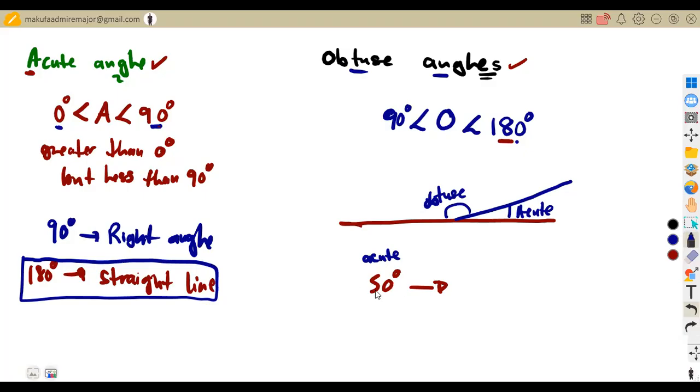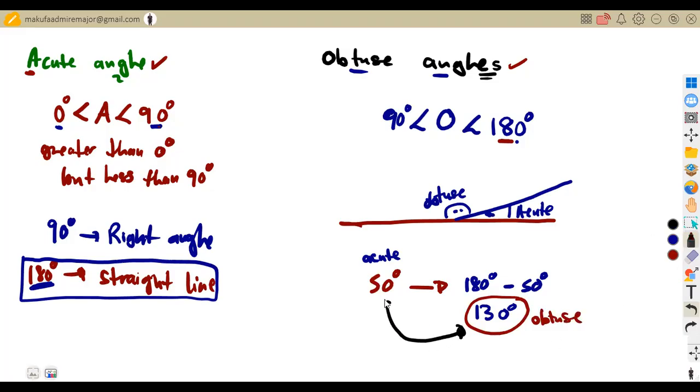And what is its corresponding angle? They are on a straight line, these two angles. So I know that on a straight line, these angles must add up to 180. So I'm going to simply subtract 180 minus 50 degrees. The moment I subtract the 50 degrees from 180 on the straight line, I obtain the remaining angle, which is my obtuse angle. So this is the obtuse angle that is related to the angle of 50 degrees as an acute angle.